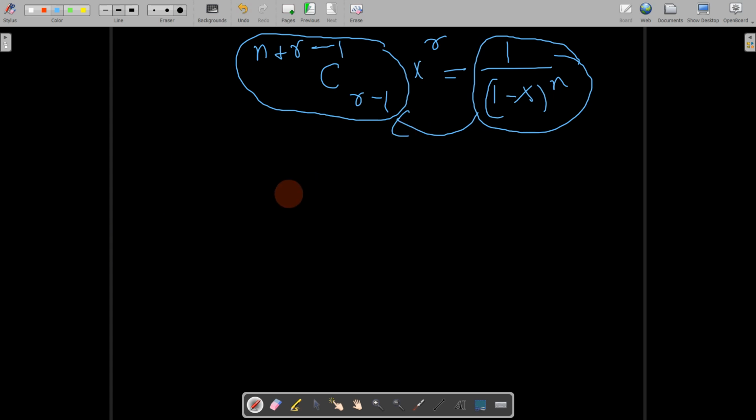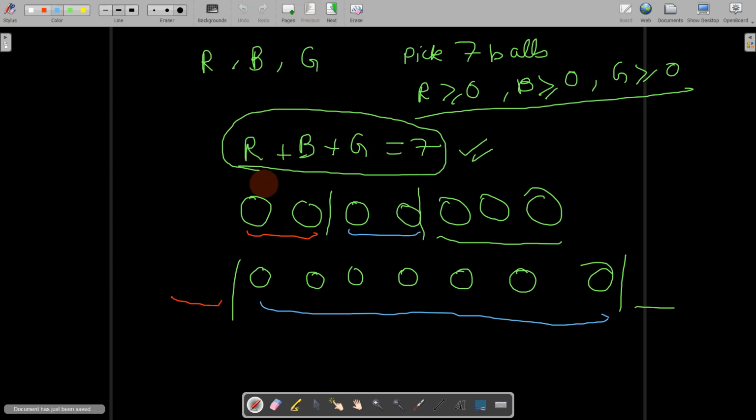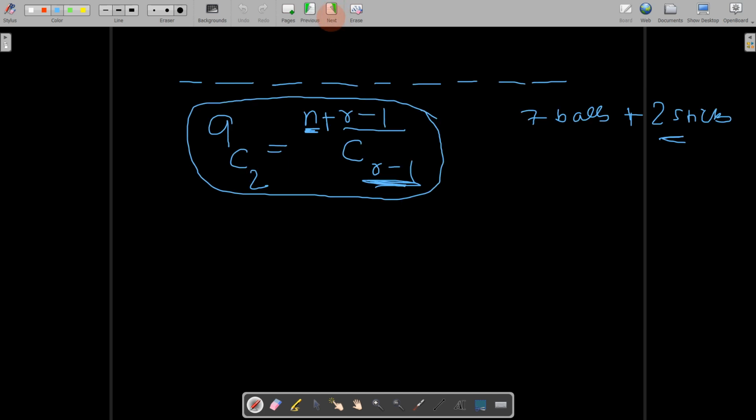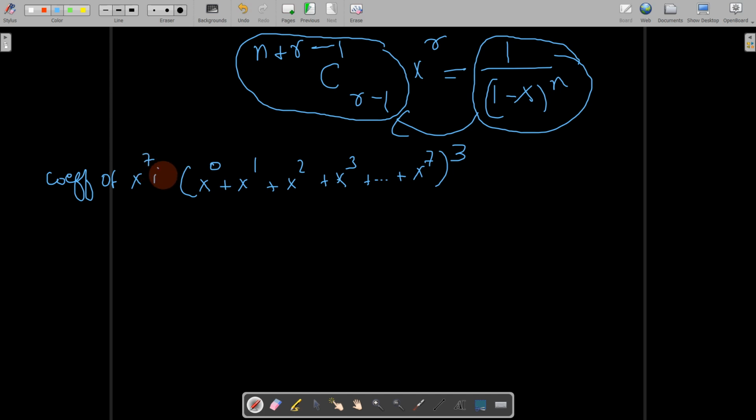So for our question in the beginning, how do we write the generating function for this? Okay. So first ball has how many options? X power 0, the red balls. It can be 0 red balls, 1 red ball, 2 red balls, 3 red balls, so on, plus 7 red balls, right? Similar for blue and green, so this we can write power 3, and we need the coefficient of x power 7 in this expansion. That will give us the number of ways we can do it.